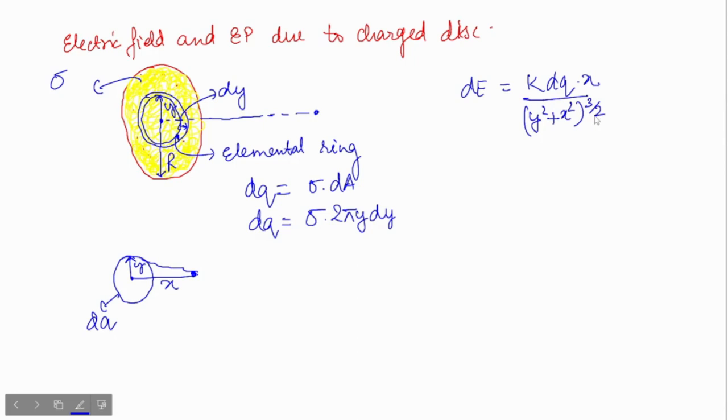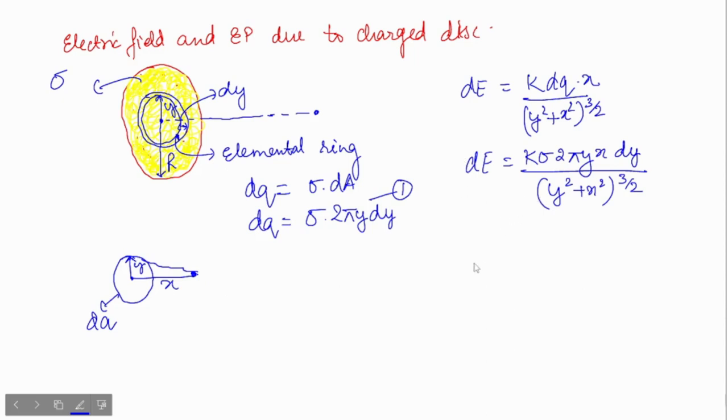Have you got this? If you didn't get this, rewind the video. k into dq into x upon y square plus x square power 3 by 2. Now we need to put the value of dq from equation 1. So dE will be k sigma 2 pi y into x dy upon y square plus x square power 3 by 2.